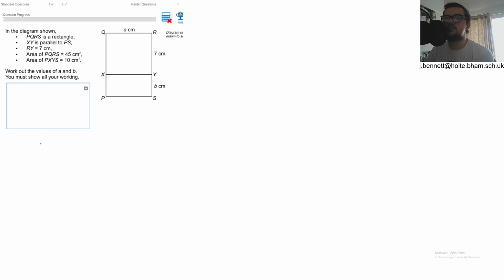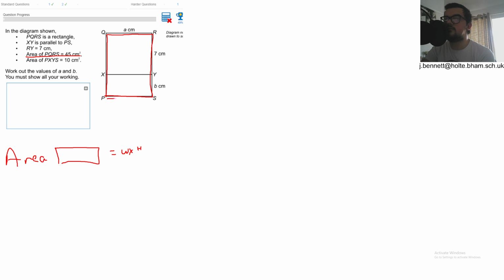The diagram shows a bunch of things. Work out the values of A and B. Right, okay, so it says PQRS is a rectangle, and then it says that the area of PQRS is 45. So let's work out the area of PQRS in terms of the labels. The area of a rectangle is the width times the length, or the height. In this case, it's the width times the height.